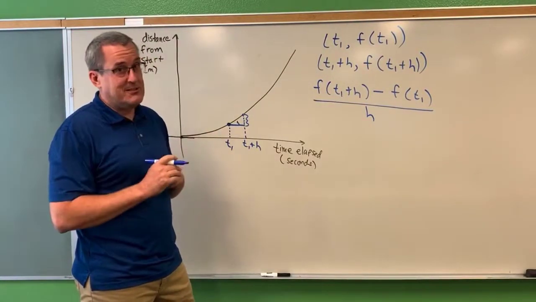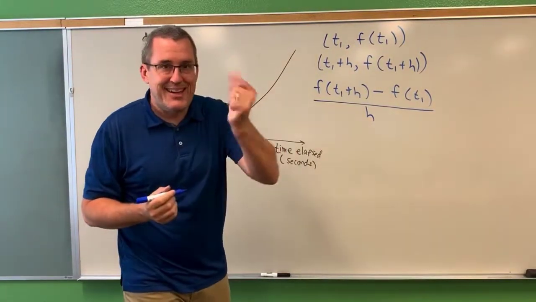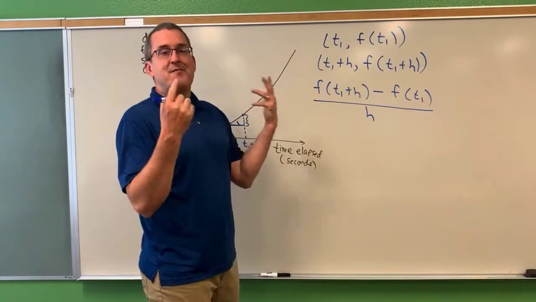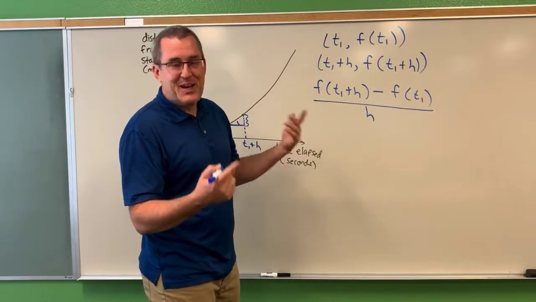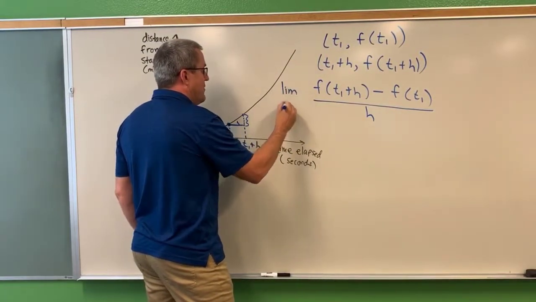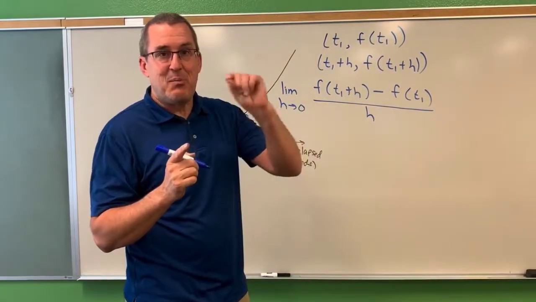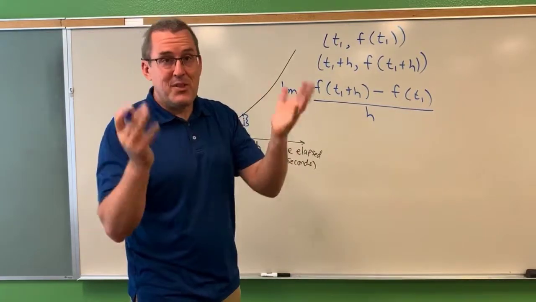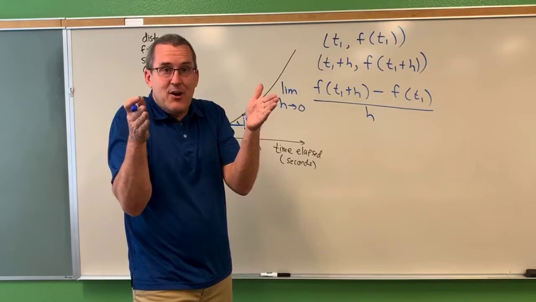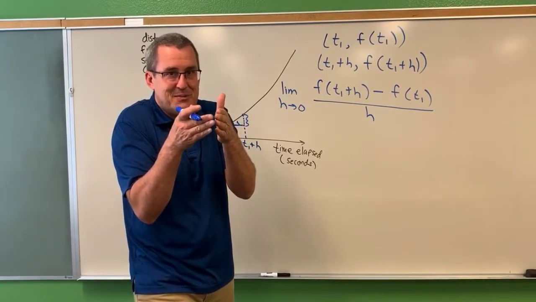Now, this is where it gets a little controversial and crazy. Historically, to really measure speed at an instant, we want that change in time to be infinitesimally small. And the way we communicate infinitesimally small is we say, allow h to approach zero. Take the limit as h approaches zero. It's sort of this idea that h isn't a set quantity; we're going to allow the change in time to shrink and get smaller and smaller and smaller.